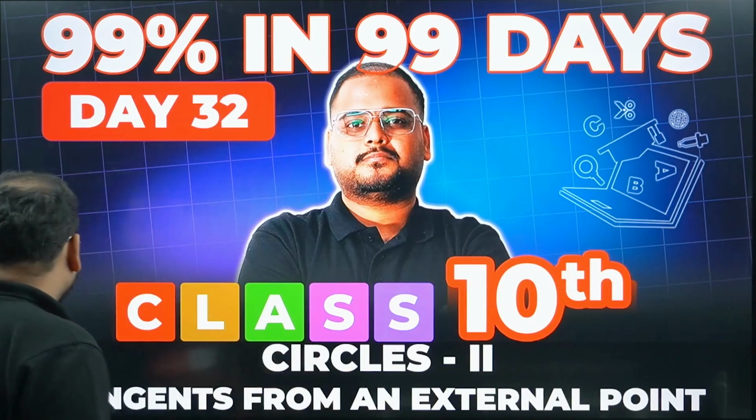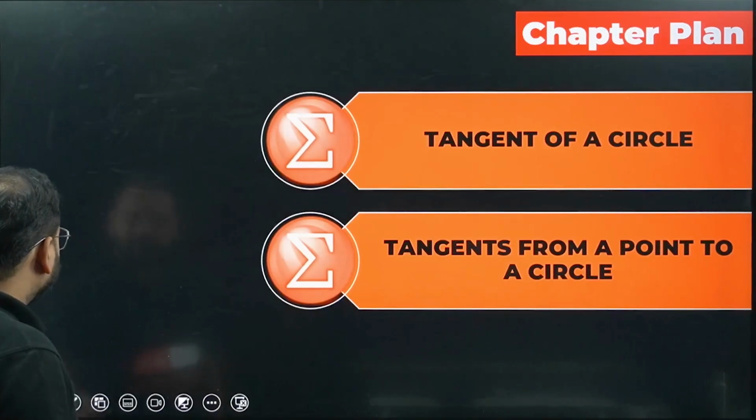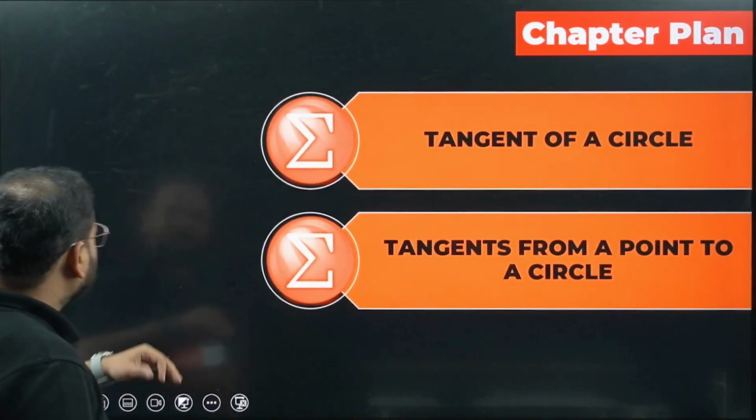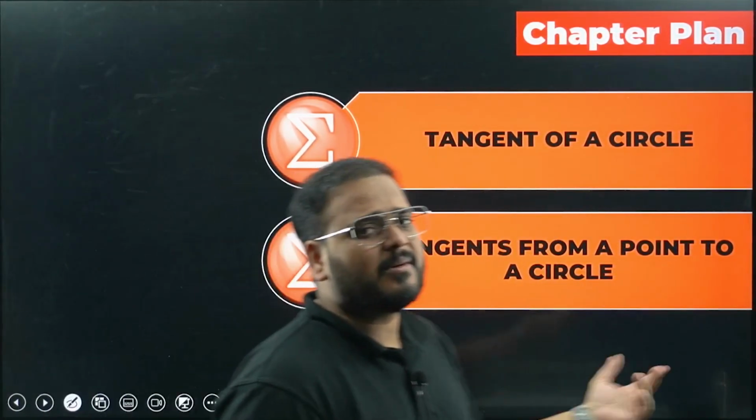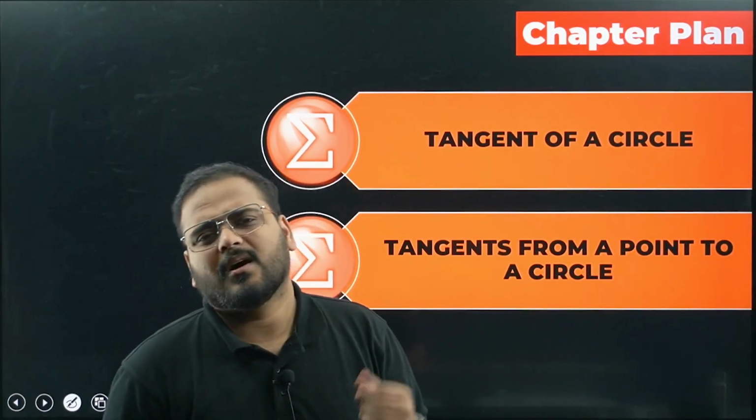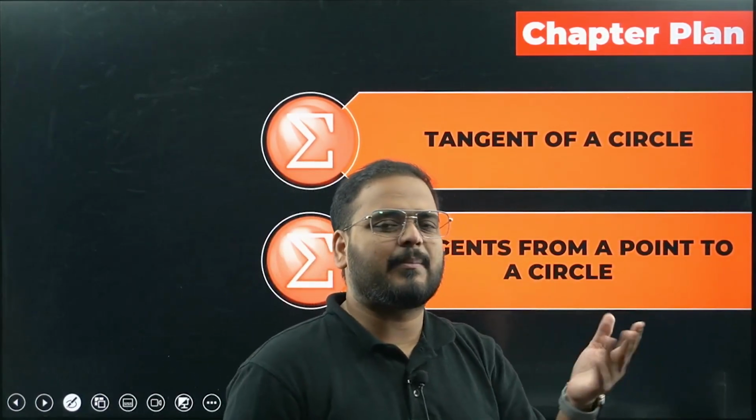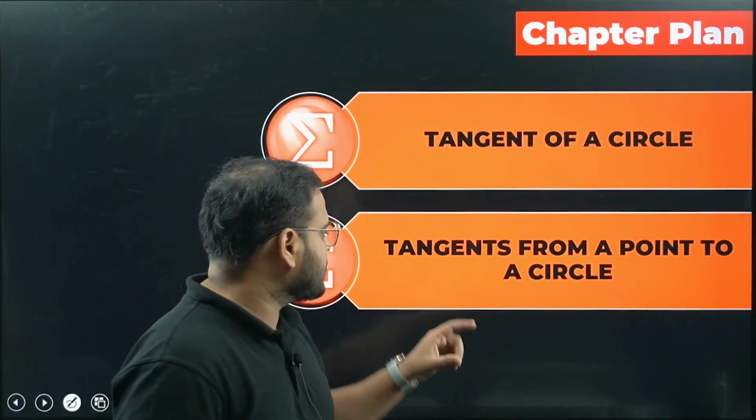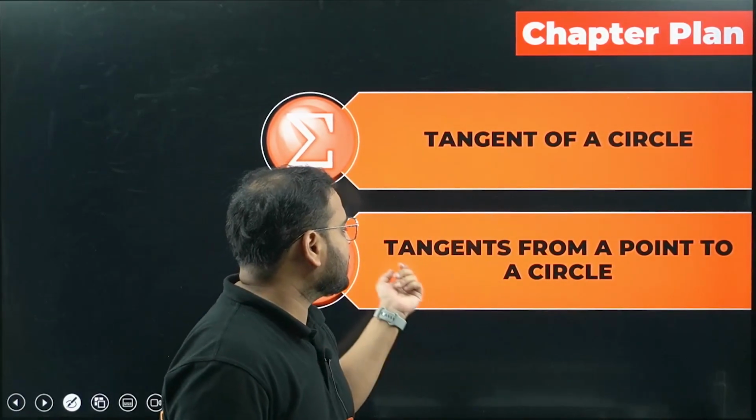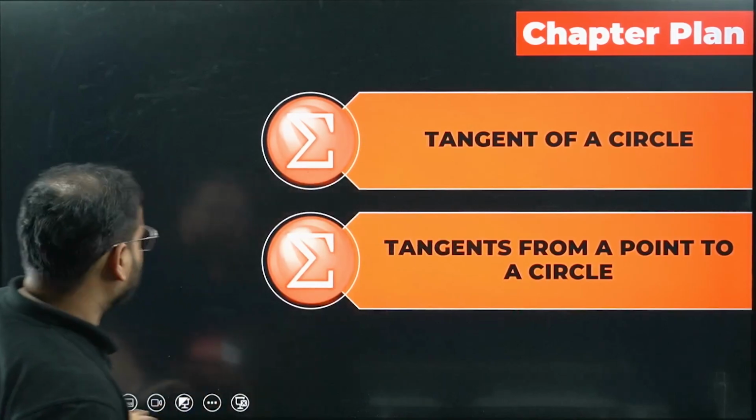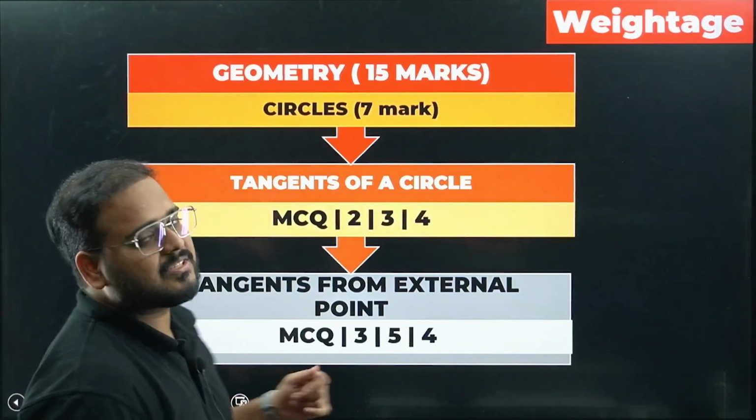So before we go to the questions and the concepts, let's see the chapter plan. Tangents of a circle, tangents from a point to a circle. I'll talk about a little bit of cyclic quadrilateral, just because in some questions you will feel that application is there, but not much. I'll just give you a property of cyclic quadrilateral. Okay, this is your chapter plan.